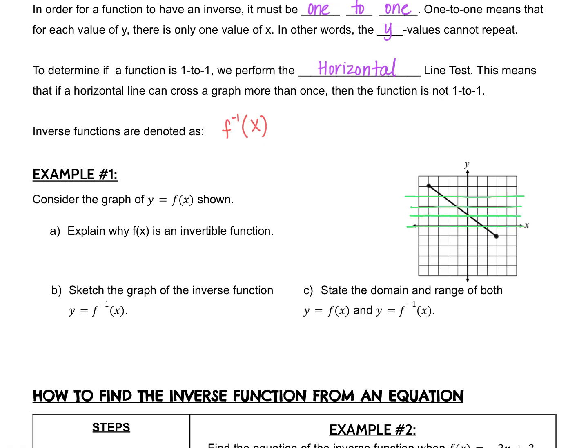So as you can see, I'm drawing my horizontal lines, and these horizontal lines only cut through the graph once. So yes, this is invertible, and that is due to us passing the horizontal line test.